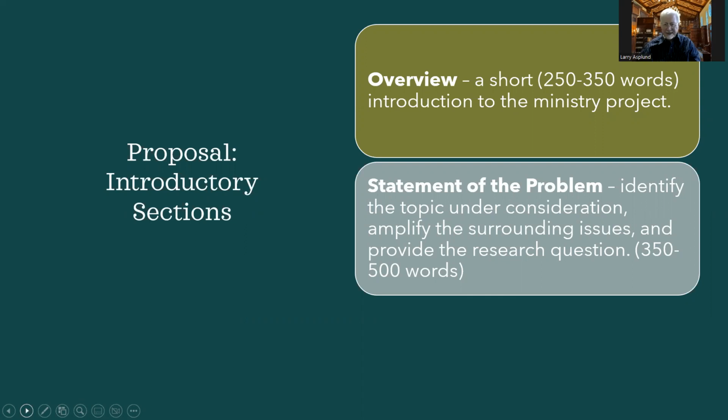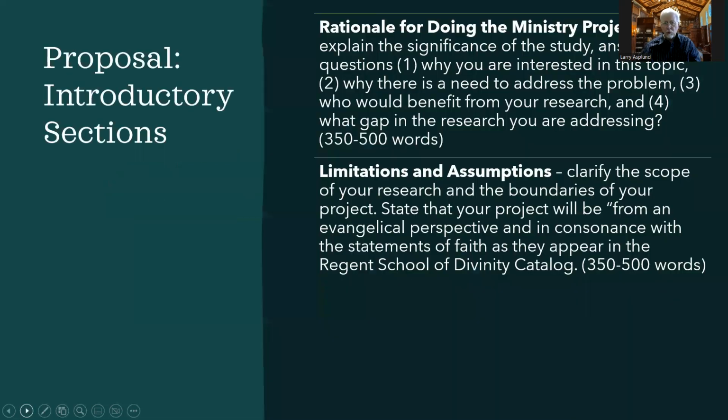And then there's the statement of the problem section, which not only restates in clear terms what your statement of the problem question is, but also a broader consideration of the topic. Probably one page, 350 to 500 words. And then there is the rationale for the ministry project, where you're explaining what you feel to be the significance of the project. Some specific items are being asked of you in this section, so you want to be sure to review those, probably a page again.